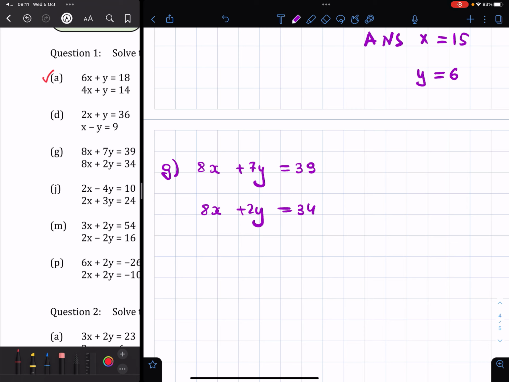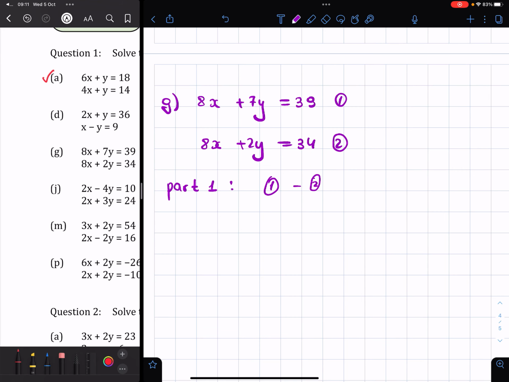But by which operation am I going to eliminate? Subtraction or addition? The reason is subtraction, because both are positive, right? So I'm going to subtract. This is the first equation. This is the second equation. In part 1, the first equation minus the second equation.